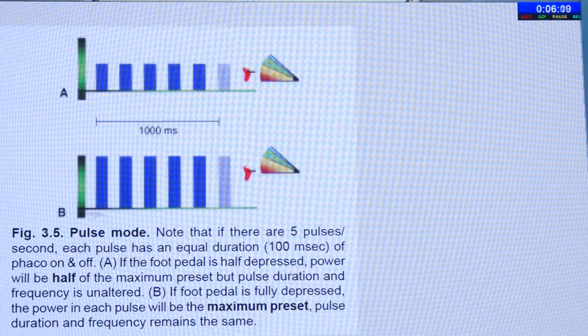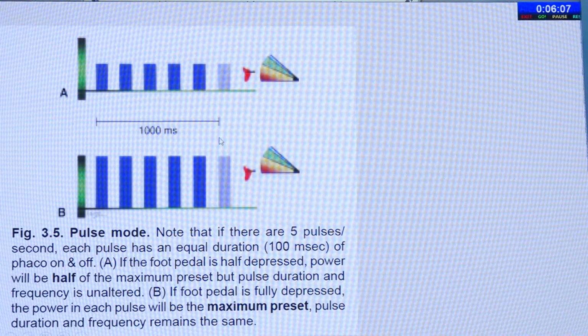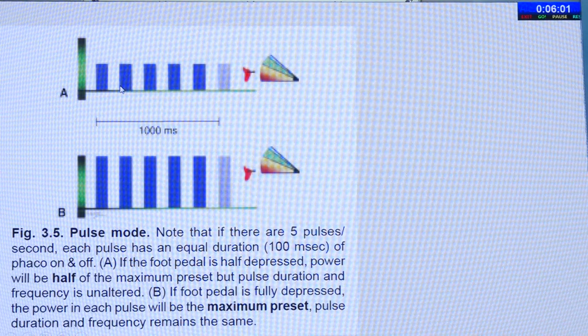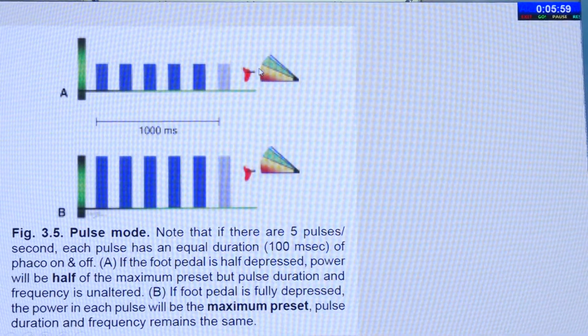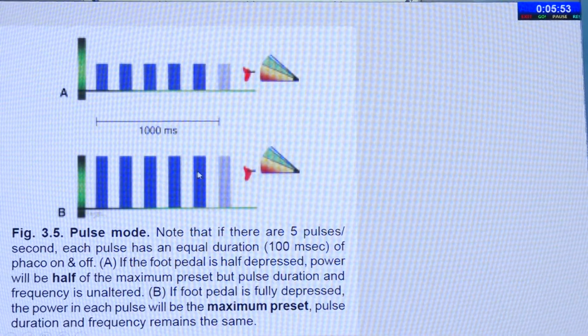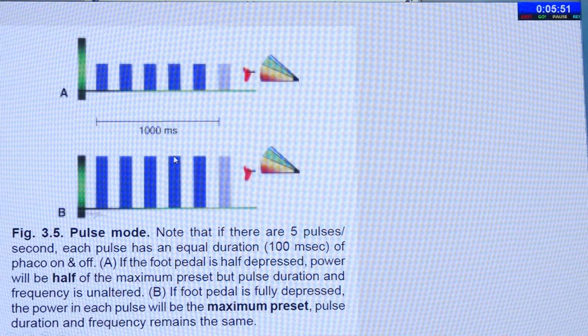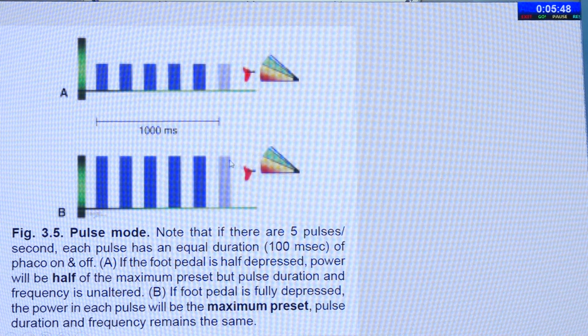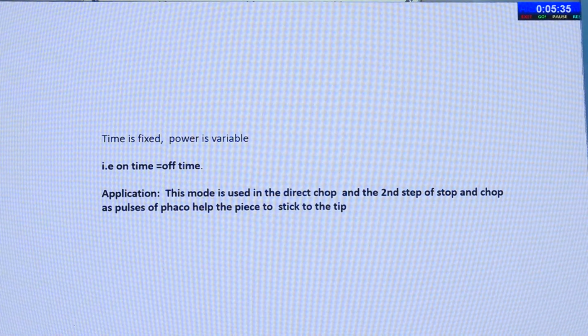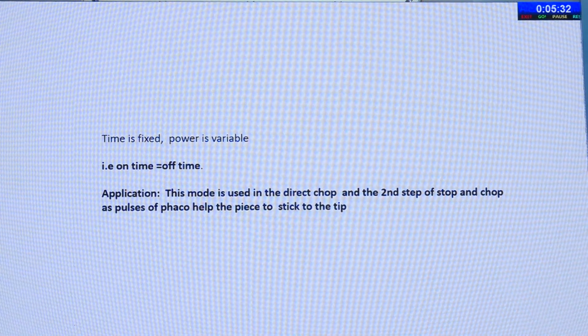So we can see with the help of this example here. So this is the phaco on, this is phaco off. So this is a pulse and this is pulse off time. If you see, the foot pedal is here somewhere in the midway. So half of the power is being delivered. When the foot pedal is fully pressed, then full power is delivered. Suppose there's 50% power on the console, then when you press the foot pedal, the whole of the 50% power will be delivered. But the gap between the pulses is the same, so the frequency and duration of the pulse remains the same in the pulse mode. Whereas there is a modification to this. So on and off time is the same, and it is really helpful in stop and chop technique.